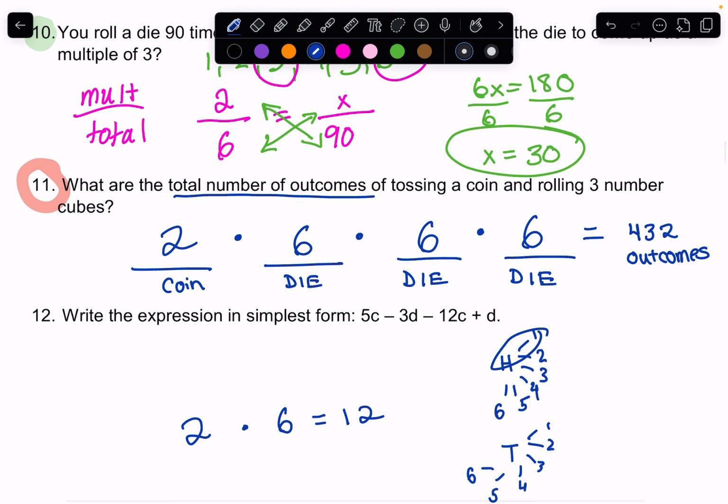So to review, you multiply the number of outcomes of each individual event to get your total number of outcomes.